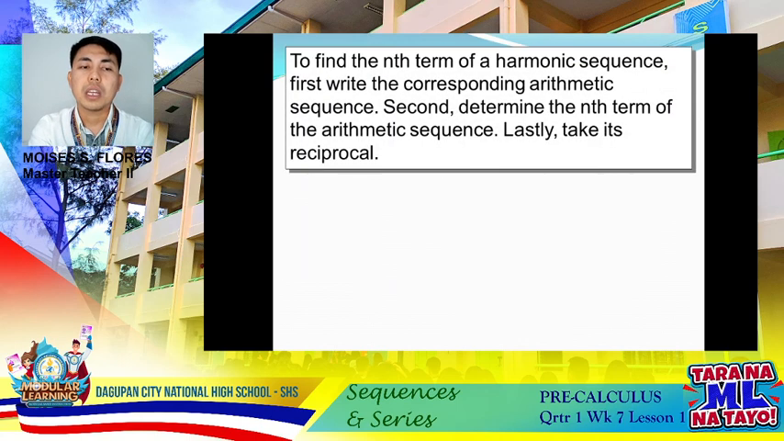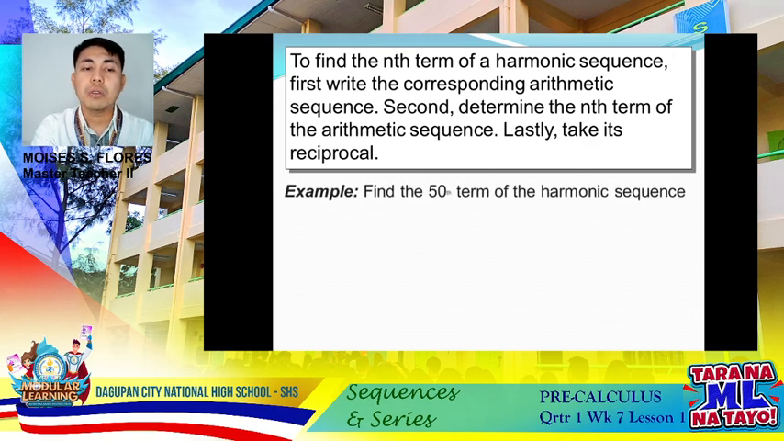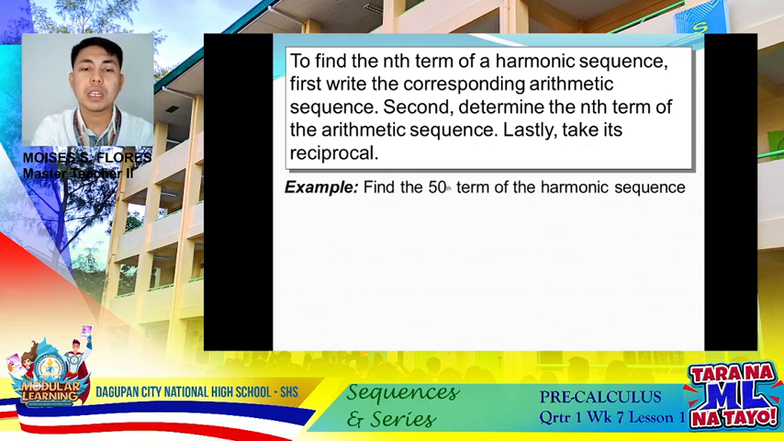Okay, let's try another one. To find the nth term of a harmonic sequence, first write the corresponding arithmetic sequence. Second, determine the nth term of the arithmetic sequence. Then lastly, take its reciprocal. You are asked here for the 50th term of the harmonic sequence: 1 half, 1 over 9, 1 over 16, and 1 over 23.